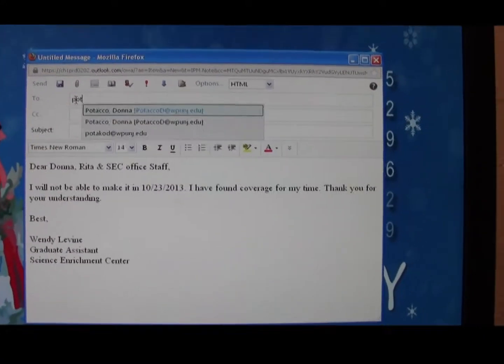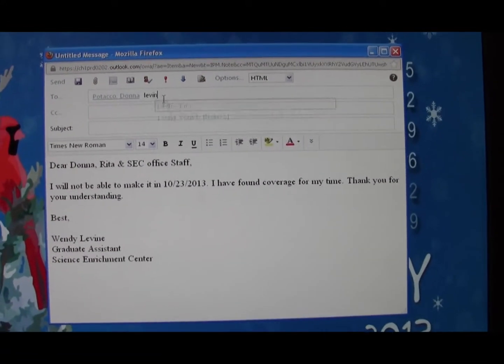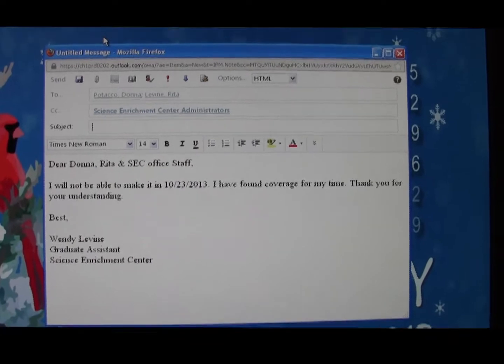If you're going to be absent, please find coverage for your session and notify the director, assistant director, and office staff as soon as possible.